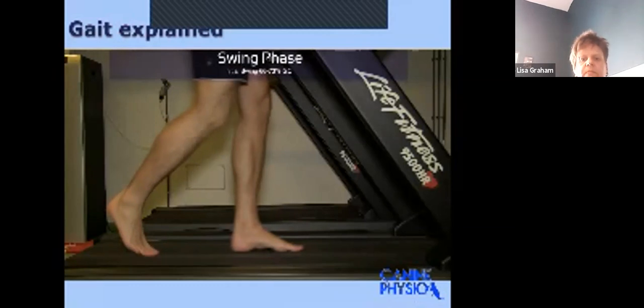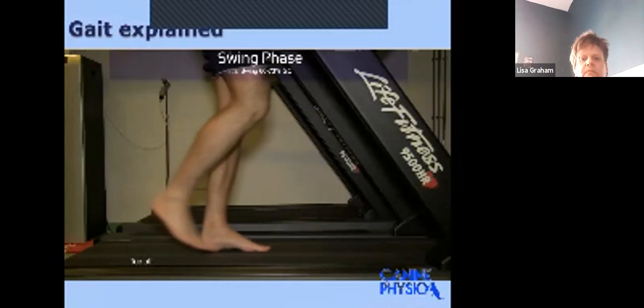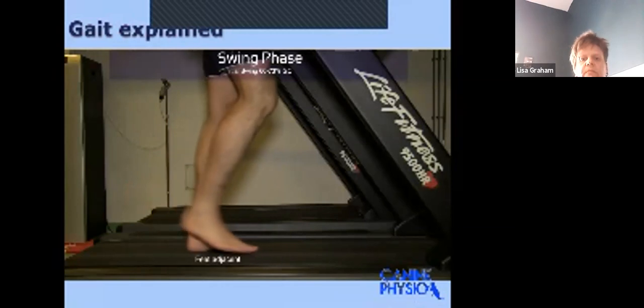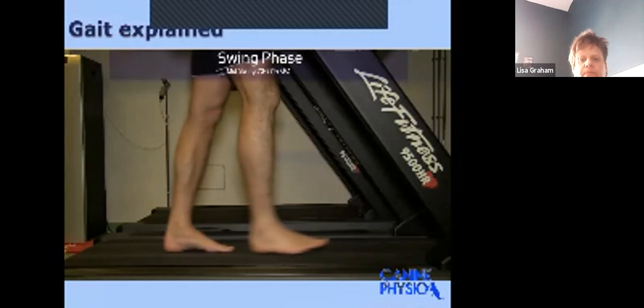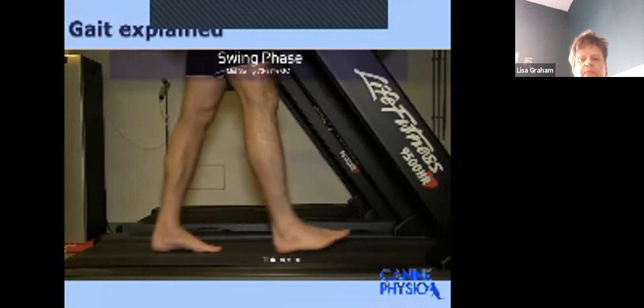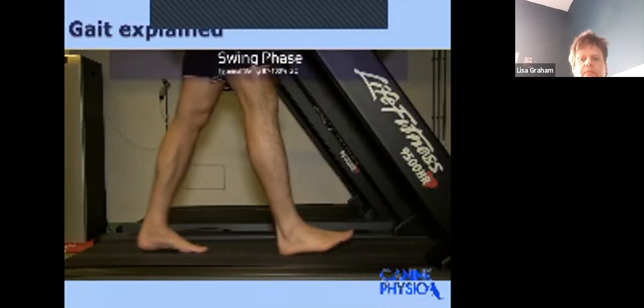We subdivide the swing phase into the initial swing from toe off until the feet are adjacent. We are now at 73% of the gait cycle. Following initial swing is a short period called mid-swing and it lasts until the tibia is vertical. We have reached 87% of the gait cycle. The last period, the so-called terminal swing, ends with the heel strike of the right leg.